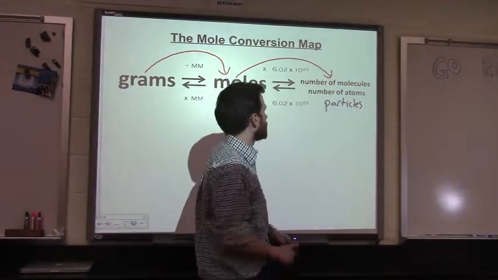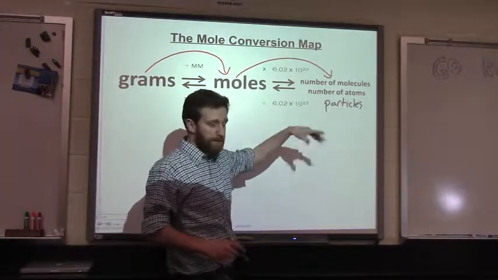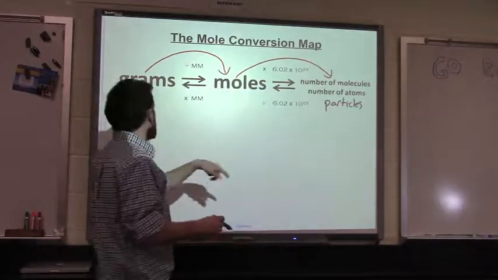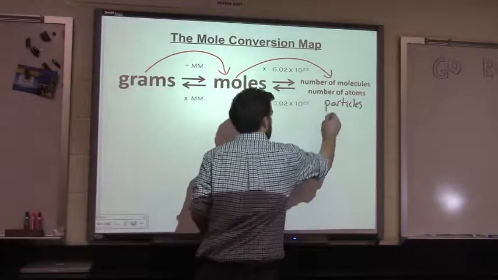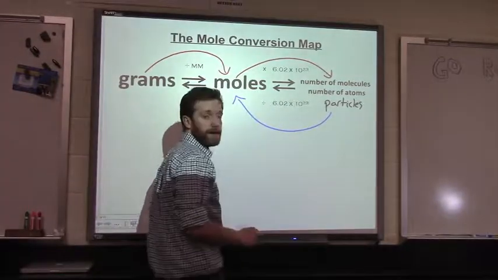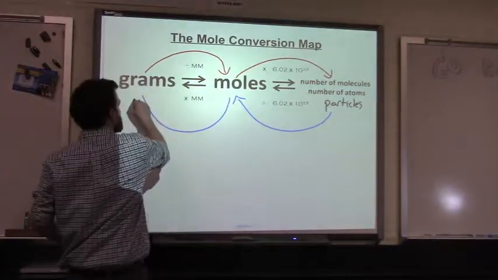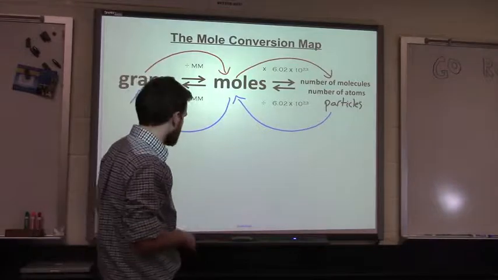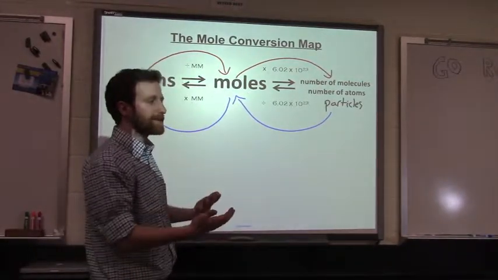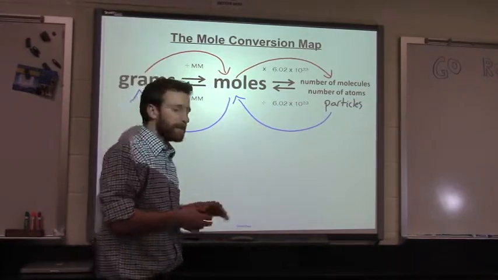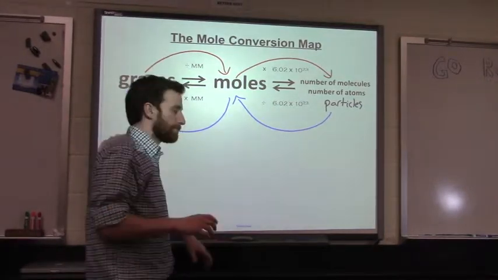Say I want to go from number of molecules, number of atoms, particles, what have you, all the way back to grams. Well, the first thing I'd have to do would be divide by Avogadro's number, and then I could multiply by the molar mass. And so this is a helpful way of showing you what dimensional analysis will tell you to do in the end, but this could be a little convenient roadmap for some.